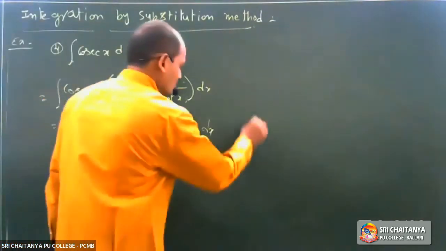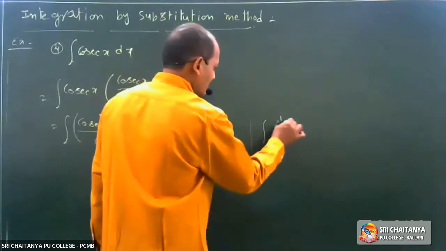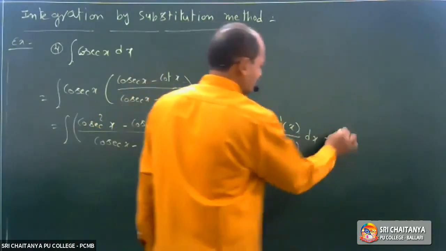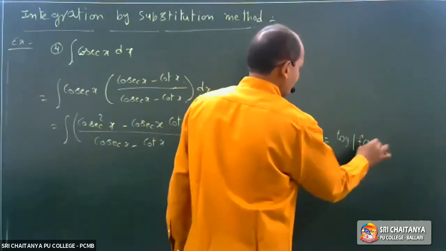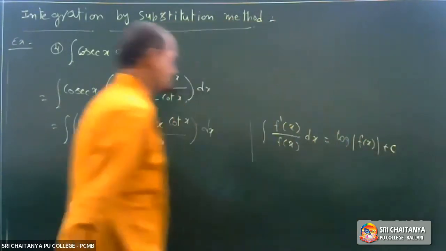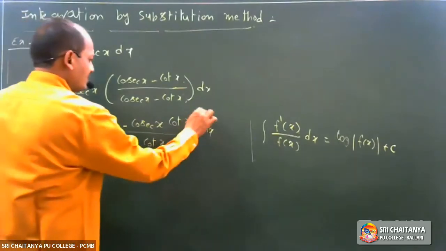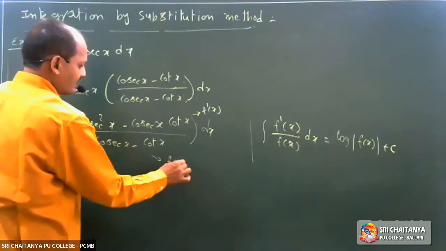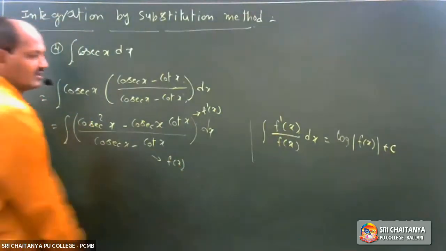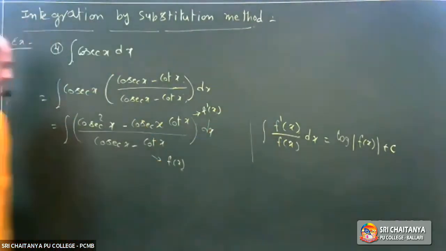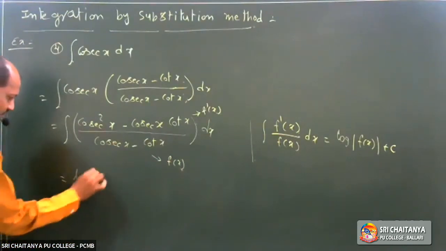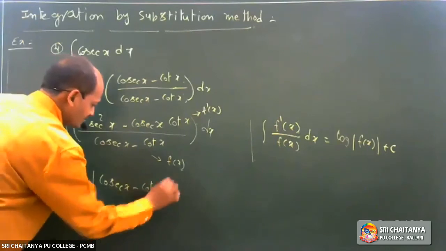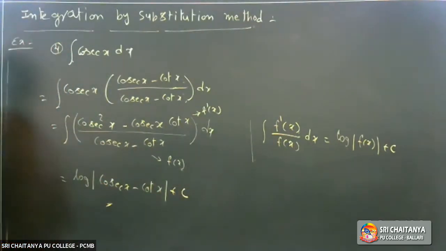So it is the integral of f dash of x by f of x, which is log mod f of x plus c. The numerator term is f dash of x, and the denominator term is f of x. So the answer is log mod cosecant x minus cot x plus c. Okay, right, done.